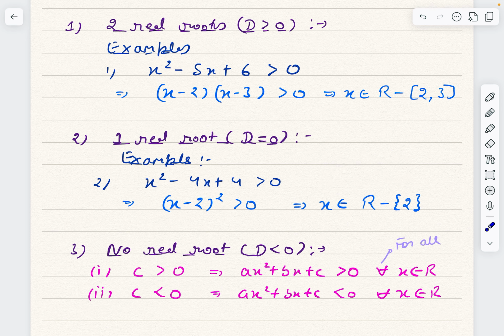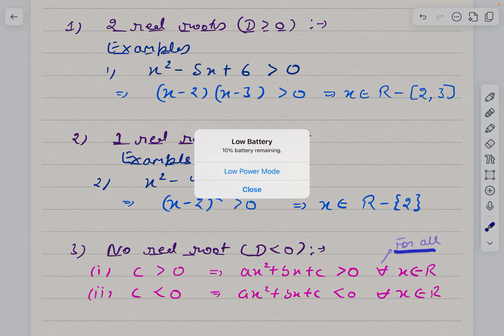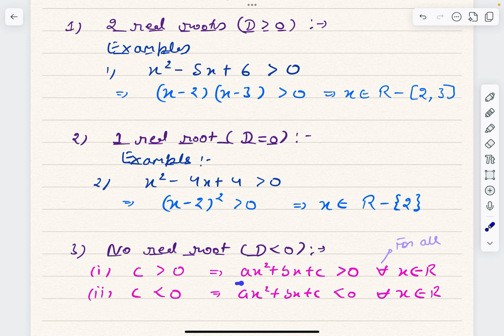What are the points here? When we have a negative discriminant, that means no real root. You just have to check the value of c. If c is positive, the quadratic will always be positive. If c is negative, the quadratic will always be negative. See how I have expressed here: ax square plus bx plus c greater than 0 for all. This symbol, where we write a V and cut it across, we read as 'for all'. So ax square plus bx plus c greater than 0 for all x belongs to real numbers.